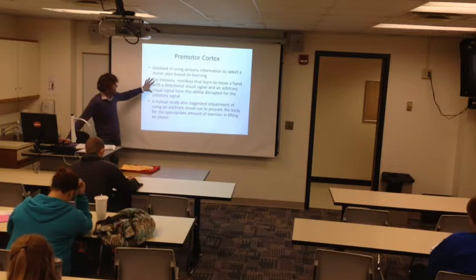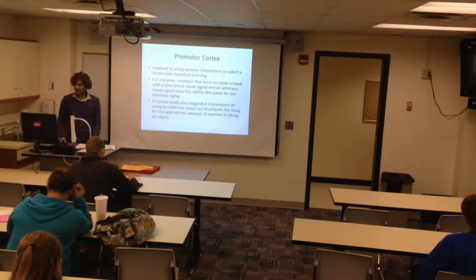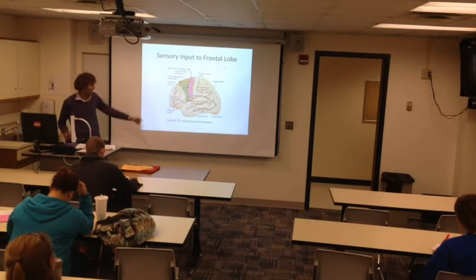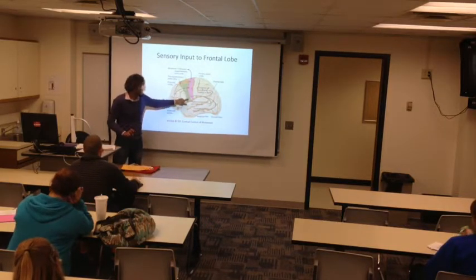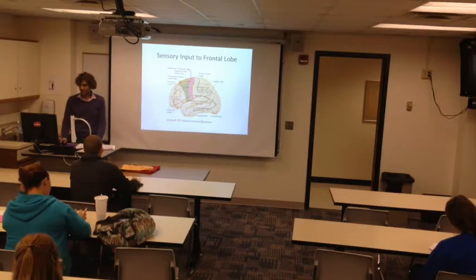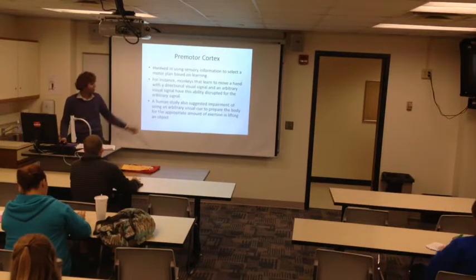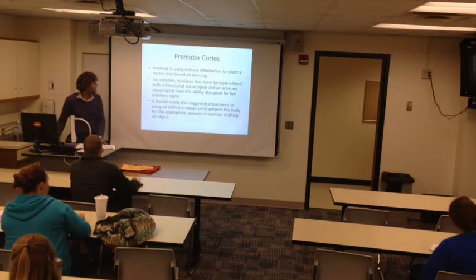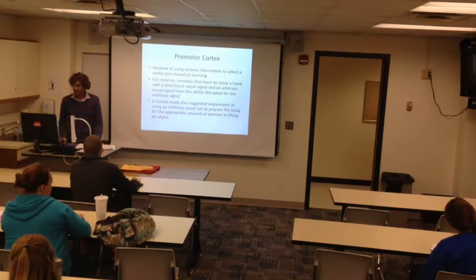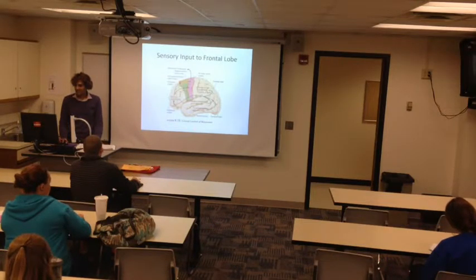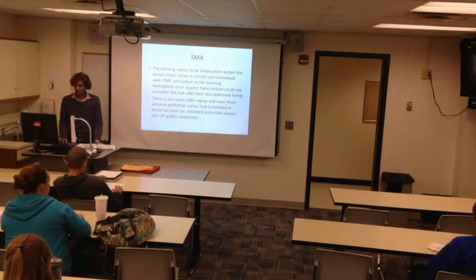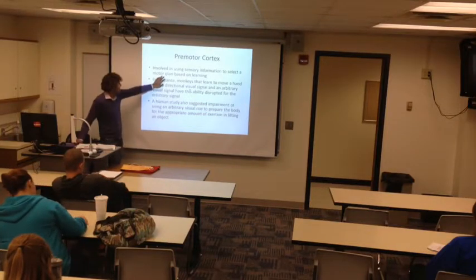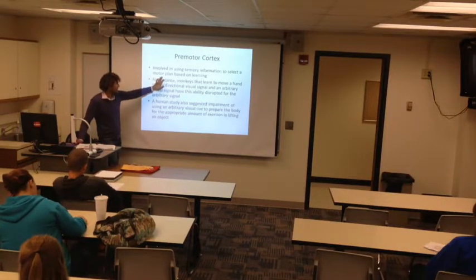The premotor cortex is, again, this structure that's more lateral, and medial for the supplementary motor area. This lateral structure in green is the premotor cortex, and it's involved in using sensory information to select a motor plan based on learning. It makes sense that it sits in between this frontal integration of senses and the motor strip. So it uses the sensory information to pick the plan based on the learning.